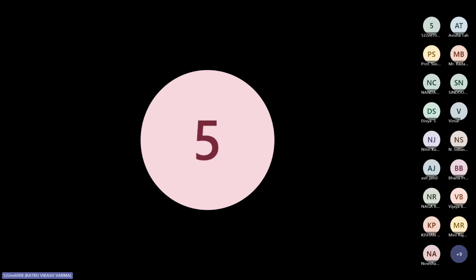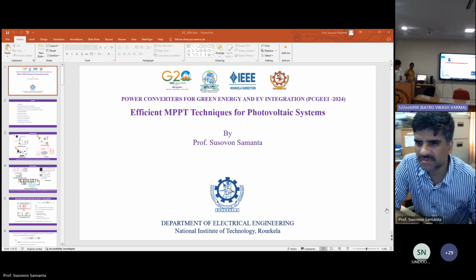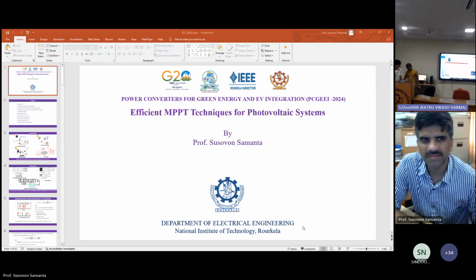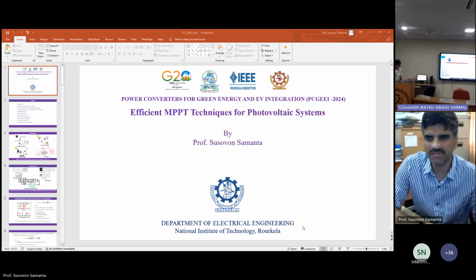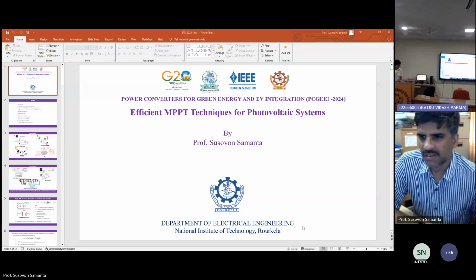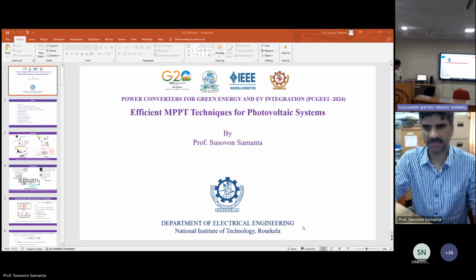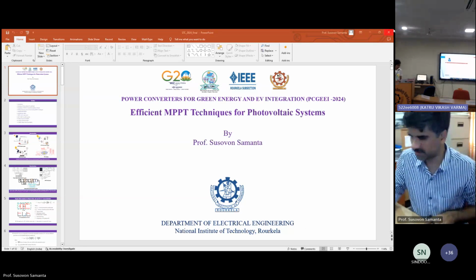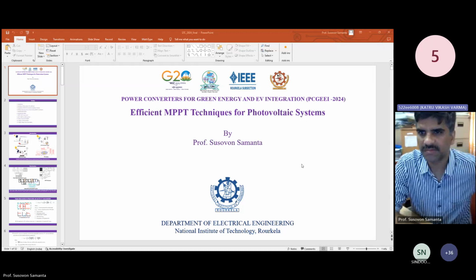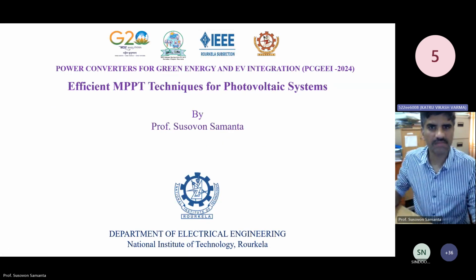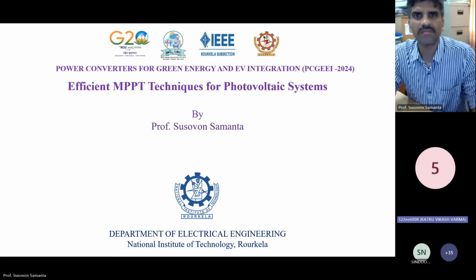Today our speaker is Professor Susovon Samanta from NIT Rourkela. He is going to deliver a talk on efficient MPPT techniques for photovoltaic systems. Professor Samanta received the ME degree from Jadavpur University, Kolkata, India in 2003 and the PhD degree from Indian Institute of Technology, Kharagpur in 2012, both in electrical engineering. He is currently an associate professor with the Department of Electrical Engineering, National Institute of Technology, Rourkela. His research interests include analysis, modeling, and control of power converters used in photovoltaics, electric vehicles, and space applications.